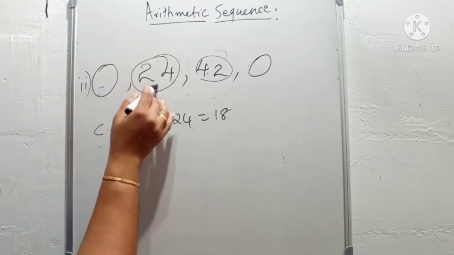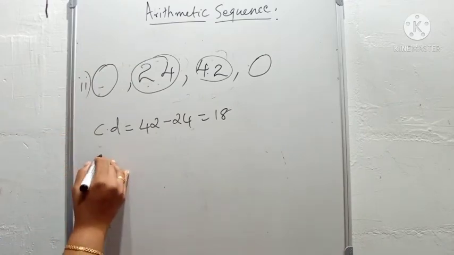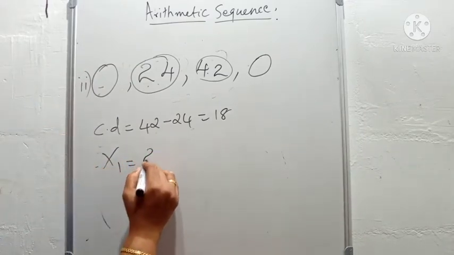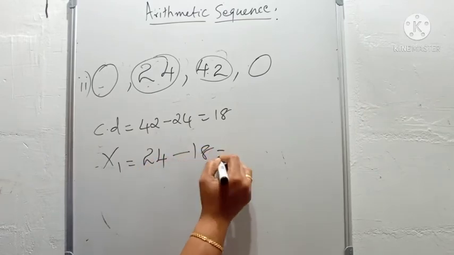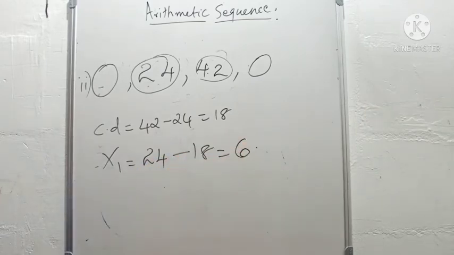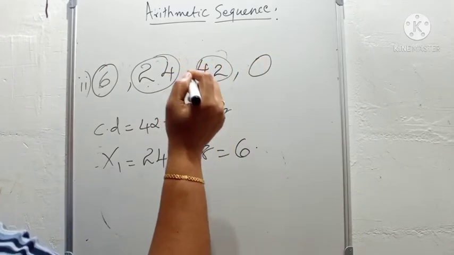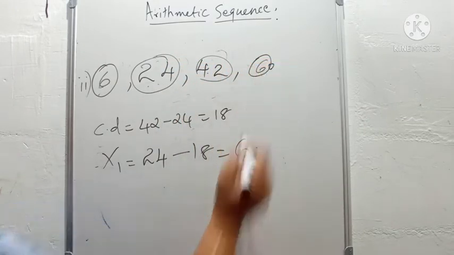First term is 24 minus 18. Okay, that is x1 is equal to 24 minus 18, that is equal to 6. So this number is 6 and this one we already know that number is 60.